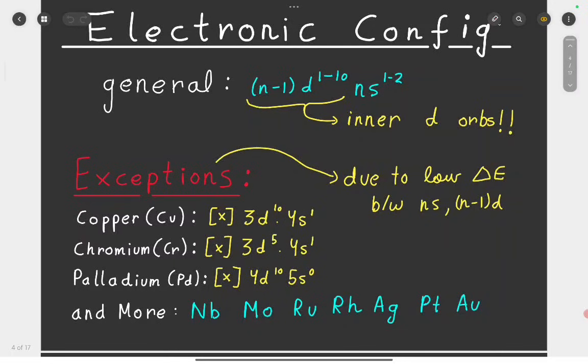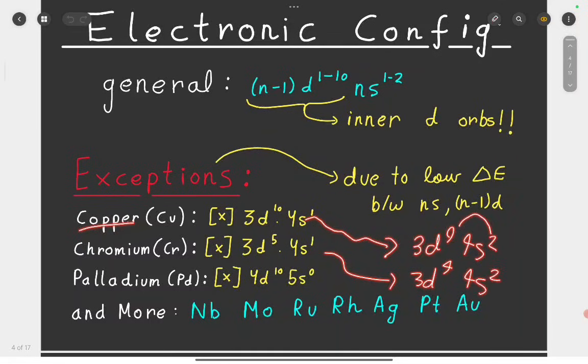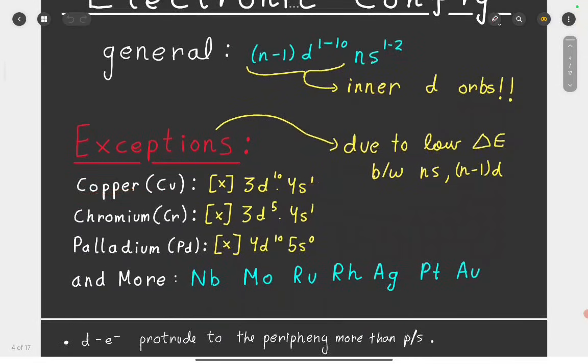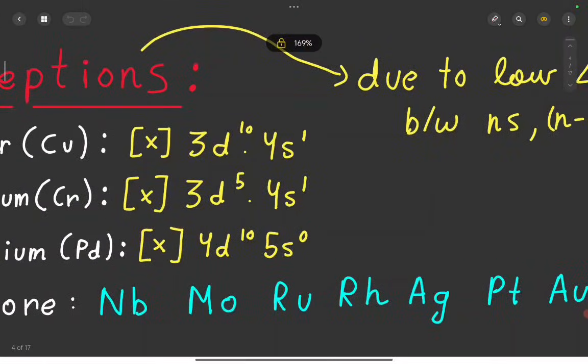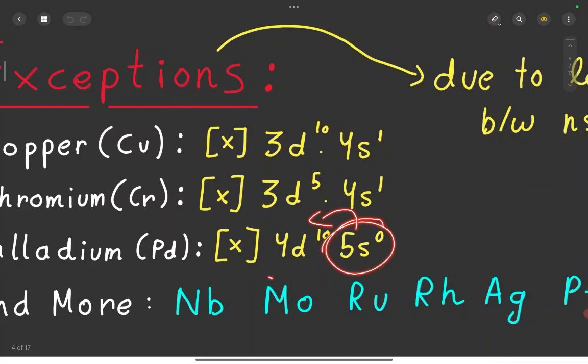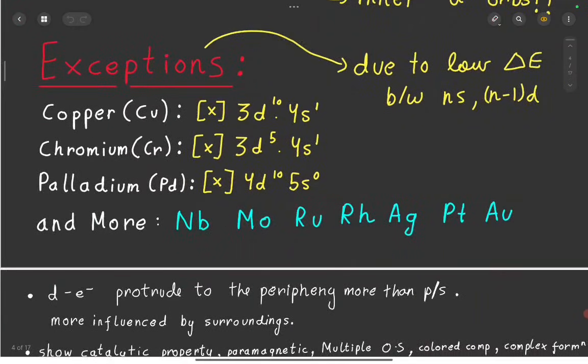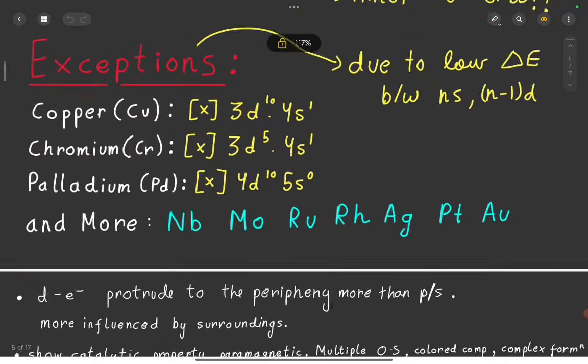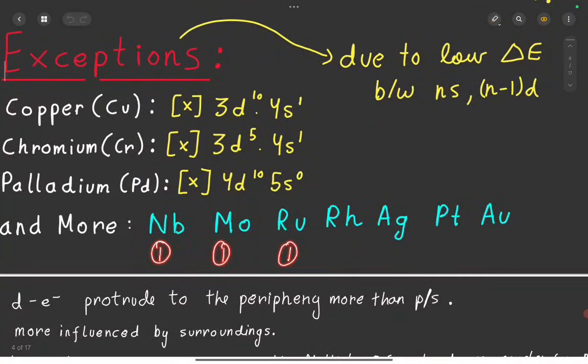So yeah, these are the exceptions. The most notable ones you should know, along with the configurations, are copper, chromium, and palladium. Copper was expected to be 3d9 4s2. Chromium was expected to be 3d4 4s2. But as you know, this transition occurs because fully filled and half filled subshells come with extra stability, and that stability is enough to convince palladium to donate both of its s electrons into the d subshell to get a fully filled d orbital. Niobium, molybdenum, ruthenium, rhodium, silver, platinum, and aurum, which we call gold, also have 1 electron in their s subshells.